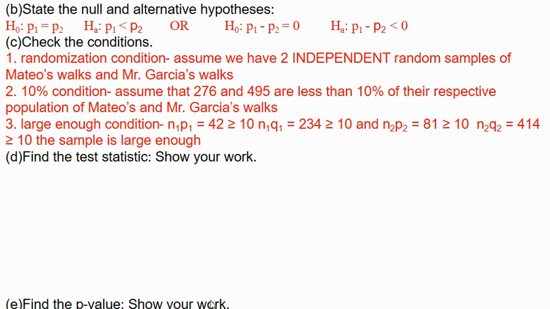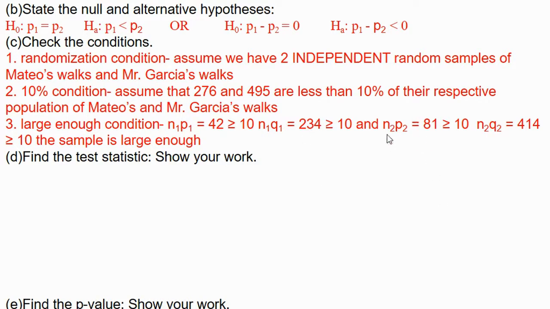The large enough condition, again, this is supposed to have a little hat here, but I forgot to put the hat on the PowerPoint. You're supposed to do N1 times P hat 1. So the number of successes for Mateo and then the number of failures. So falling over was our success here because that's what we're looking for, the proportion of falling over. So that was 42 times he fell over for Mateo. The complement was 234 because remember the sample was 276. So those are at least 10 for sure.